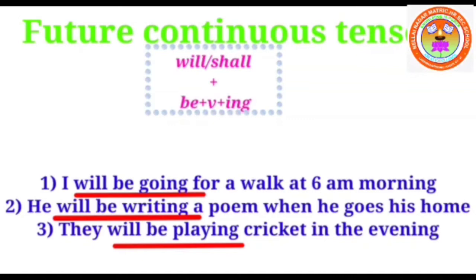He will be writing a poem when he goes home. You look at the verb will be writing, will be future, writing continuous, so future continuous. The last example is will be playing. They will be playing cricket in the evening. Will be future, playing is in the form of ing, so future continuous.